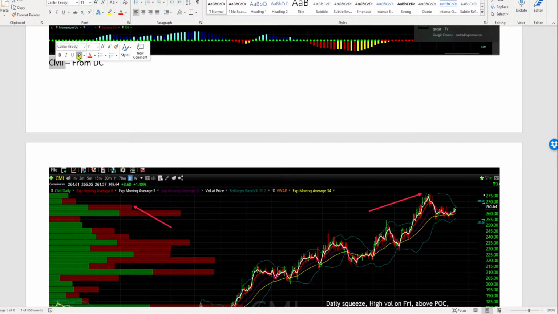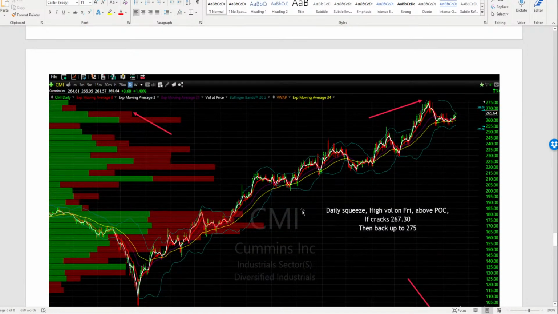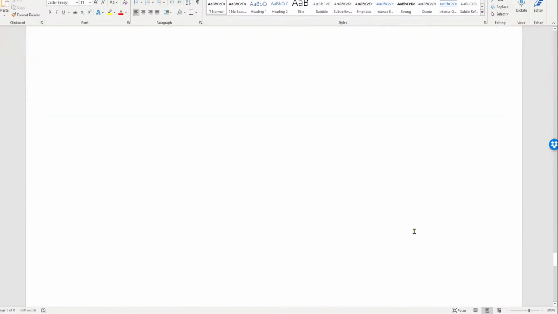CMI was from DC. Paco let us know that they make good diesel engines. And his VP lines, this 267.30, he's dead on. We get over this, we're going to have run room, but we actually dug in. It's not going to be 275. It's going to be closer to 270 and then 273. Those will be your two resistance points.